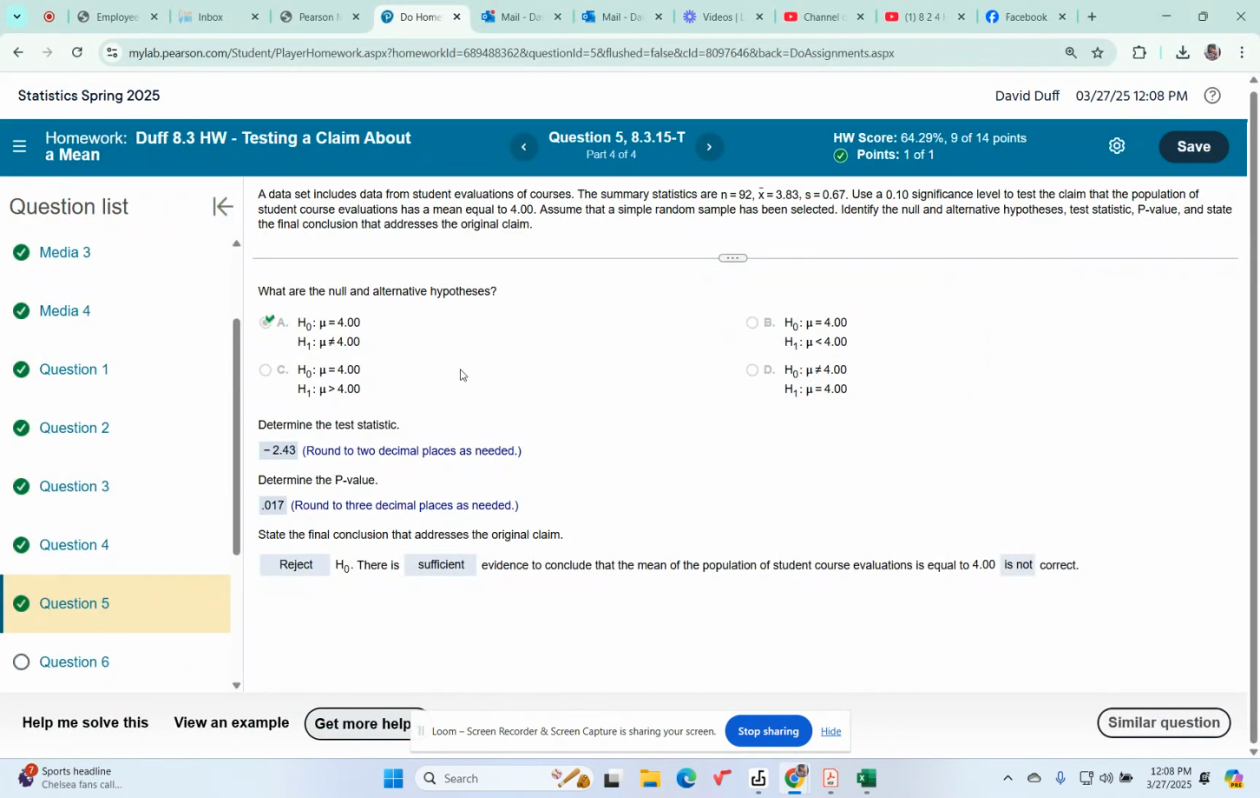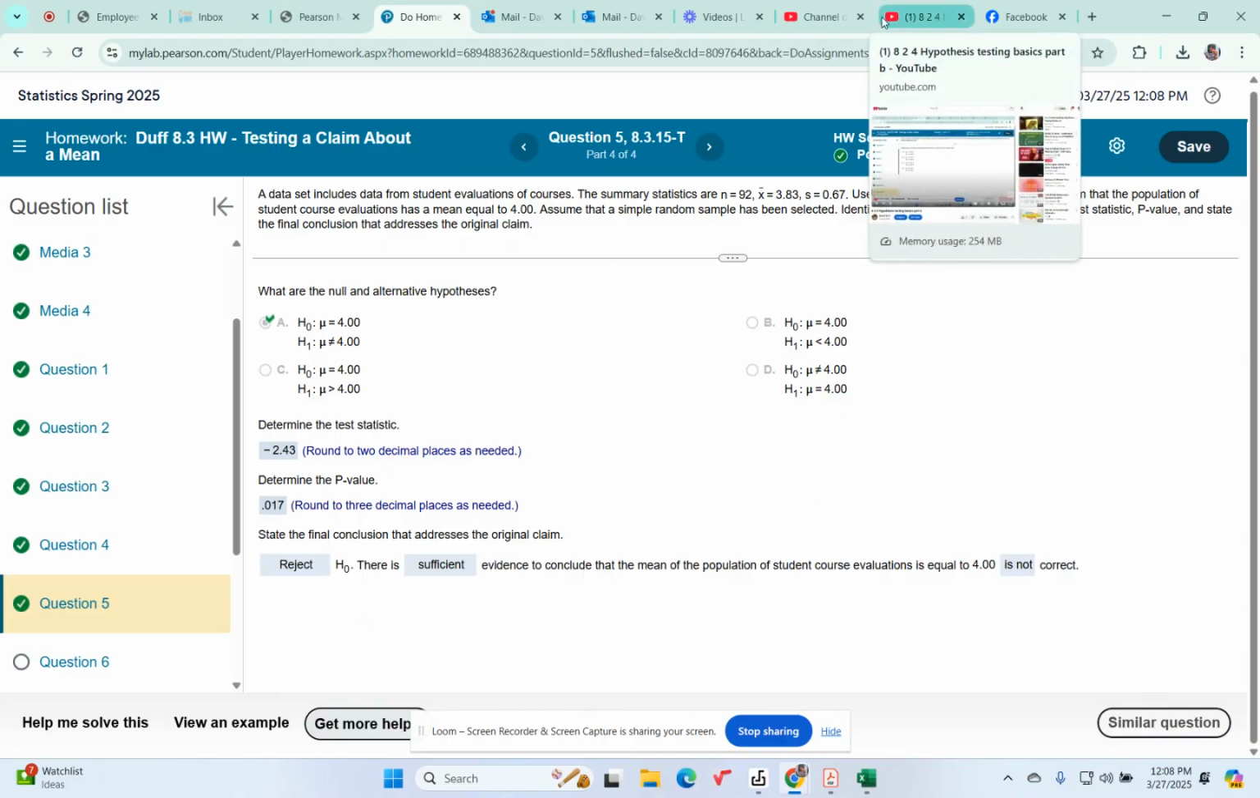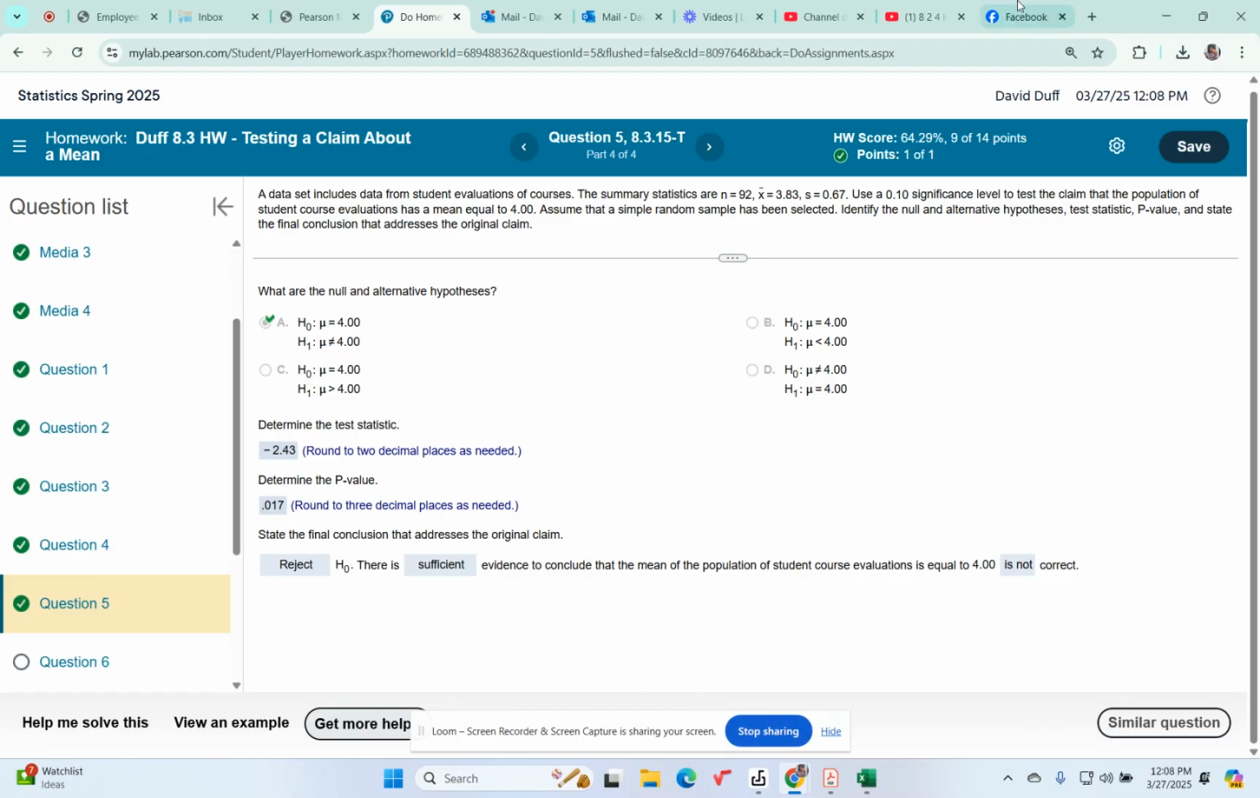So that's our answer, right? Our test statistic is to the left of our critical value, in the rejection region. Our p-value is less than our significance level, so we reject the null hypothesis, and we have sufficient evidence to conclude that the mean of the population is not equal to 4. And that will conclude this lesson.